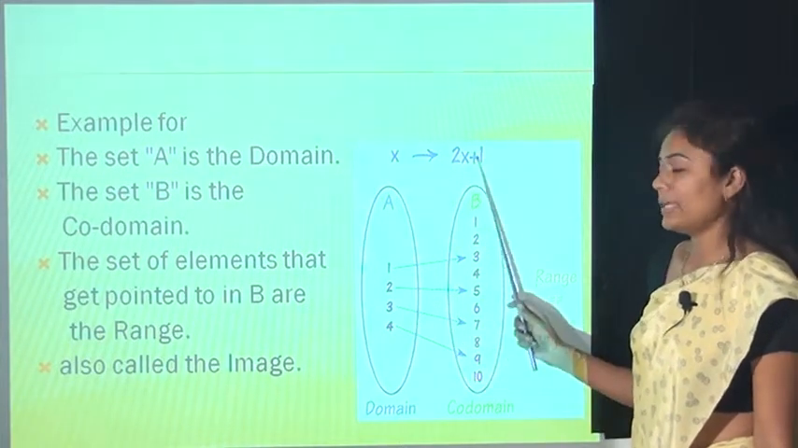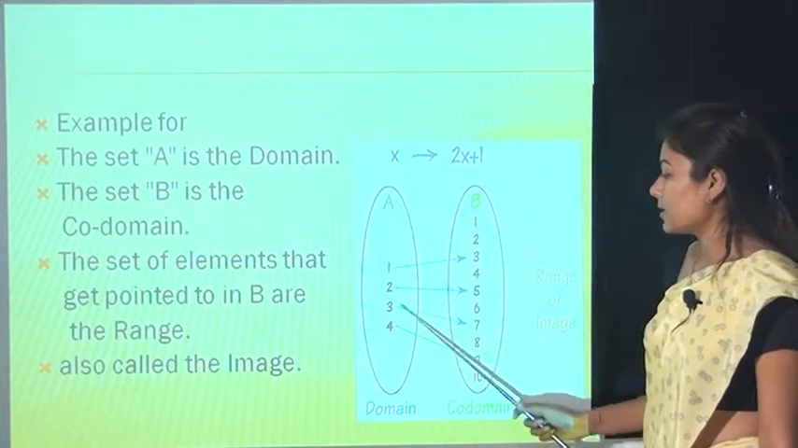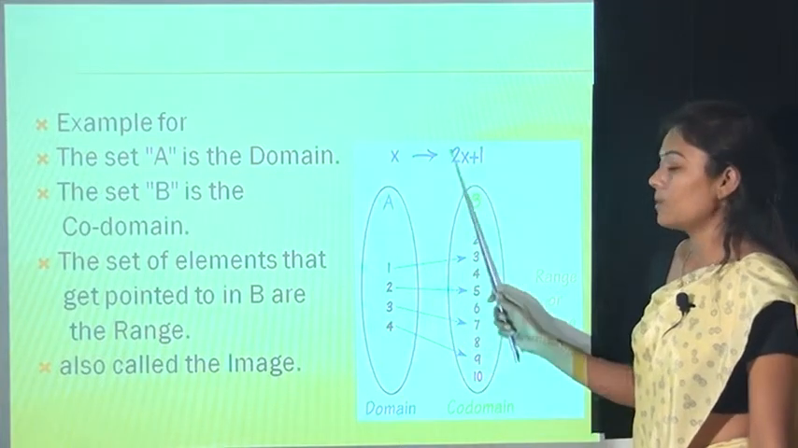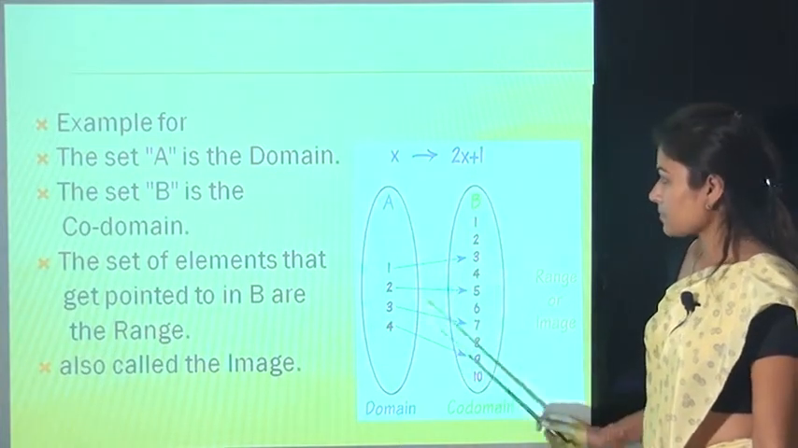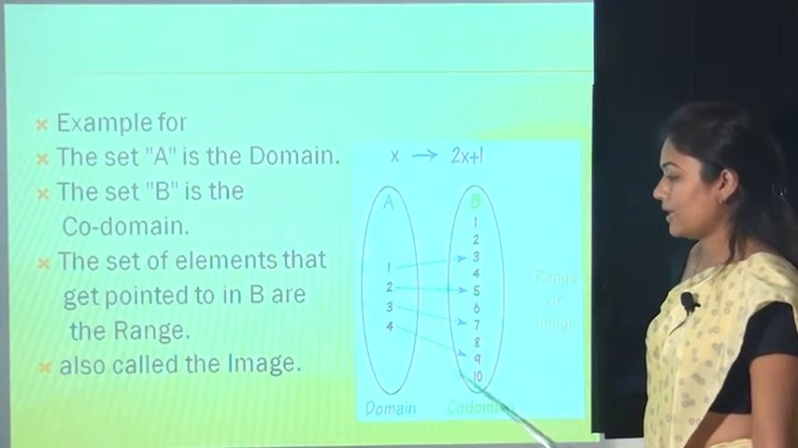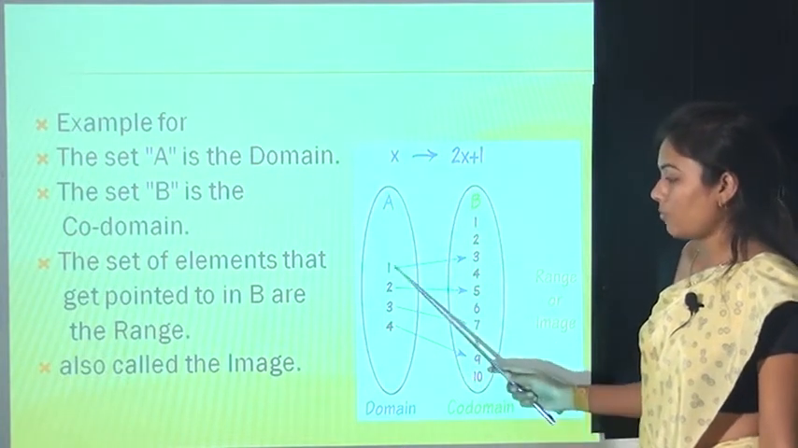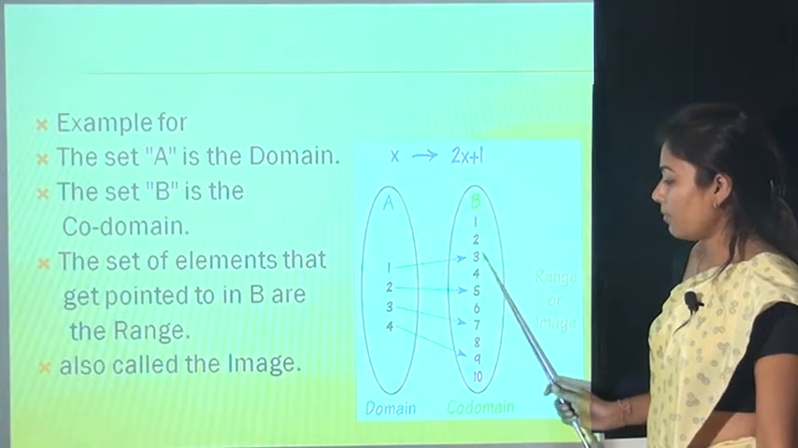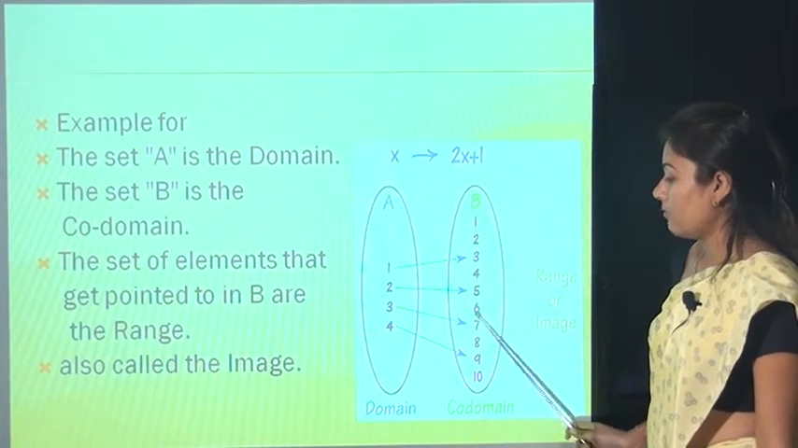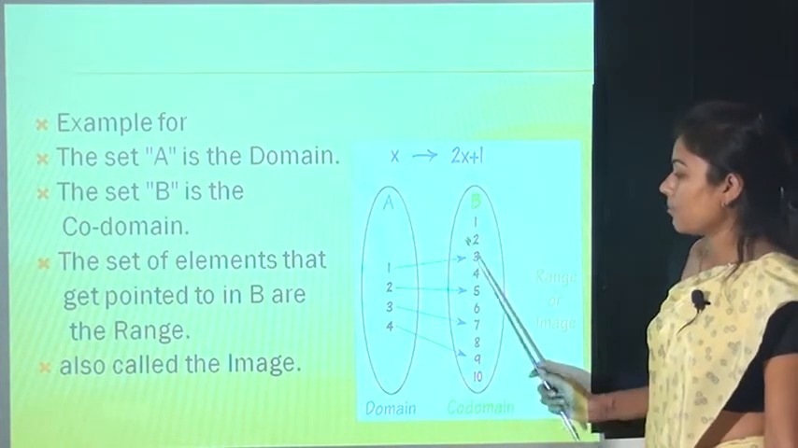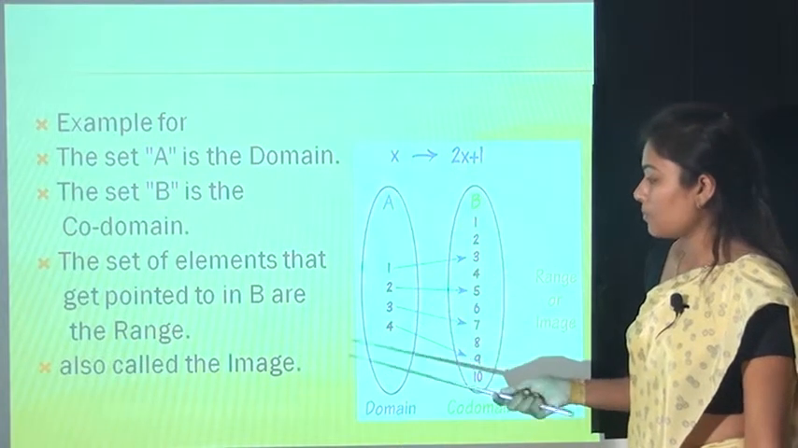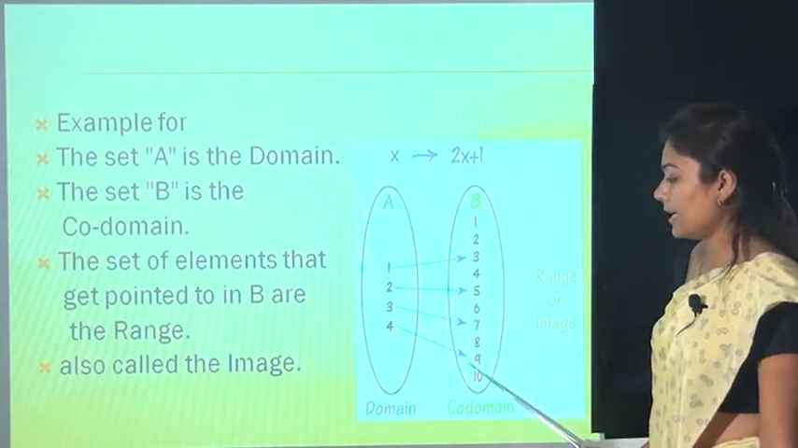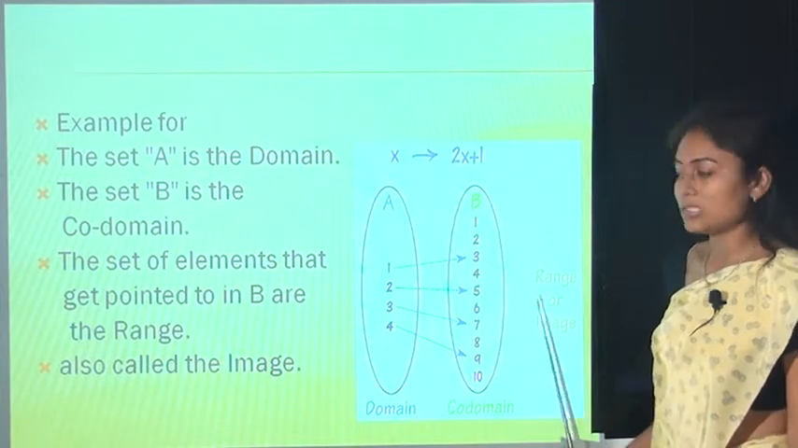If we put 3 into this function, you get 7, and if we put 4, then it becomes 9. Therefore we have 4 values, and in B you find the 4 values 3, 5, 7 and 9. Therefore our output is 3, 5, 7 and 9. It is known as the range or image.